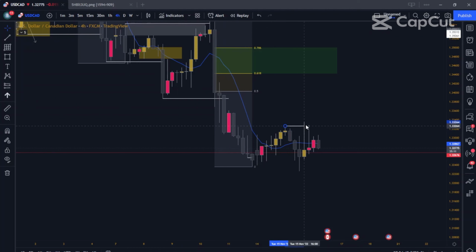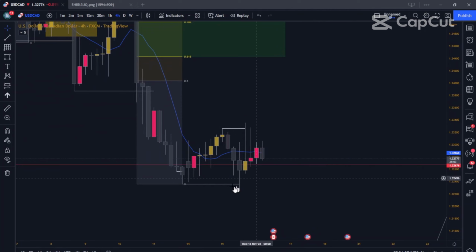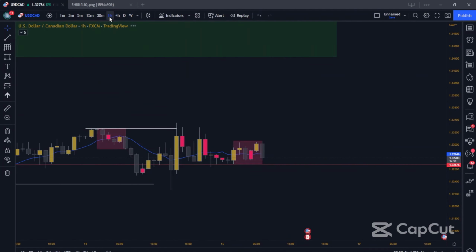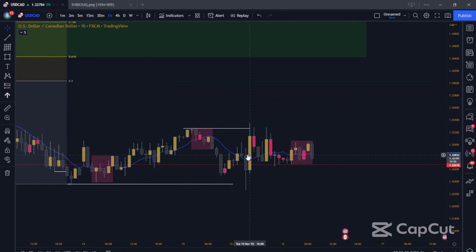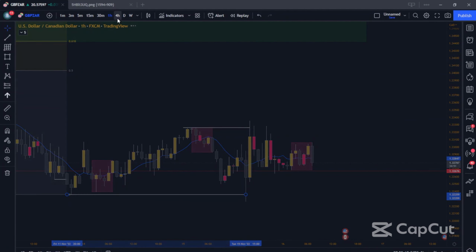There's a high. There's a low. We've had our change of character, but I don't feel comfortable trading from anything in here. 1 hour, nah. This is just liquidation. I wouldn't be comfortable trading from anything in there, to be fair.